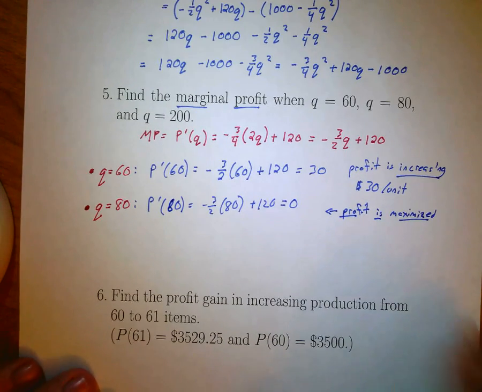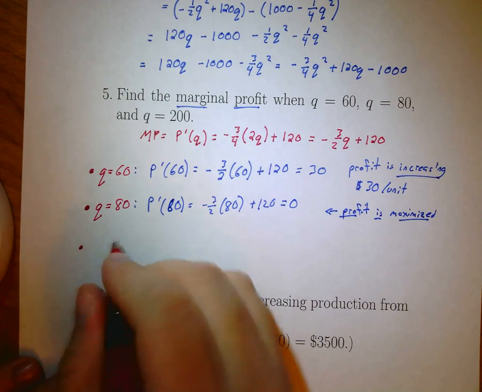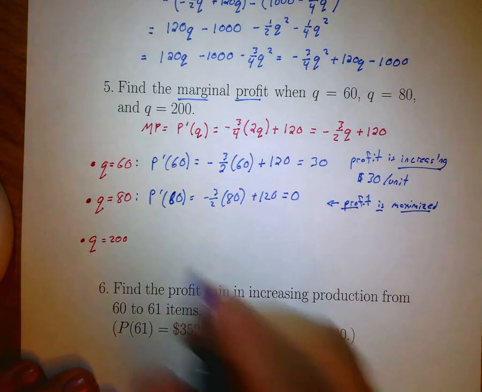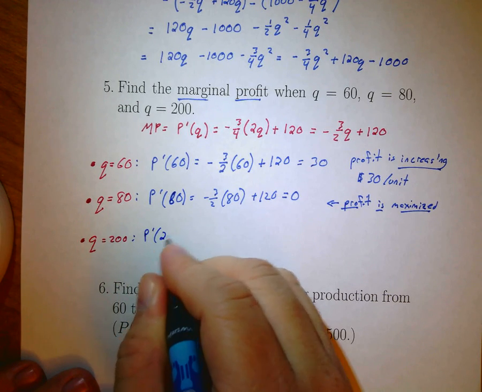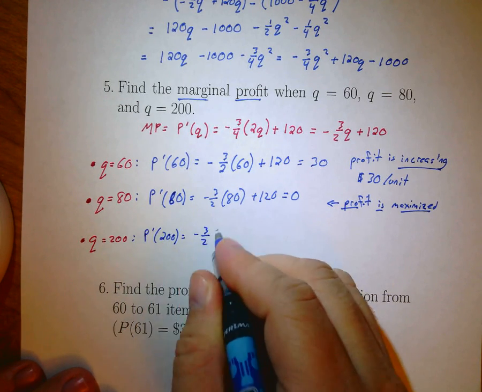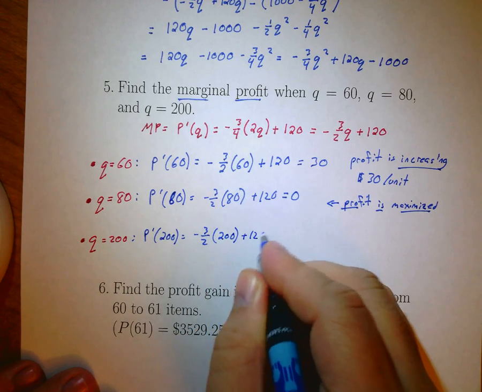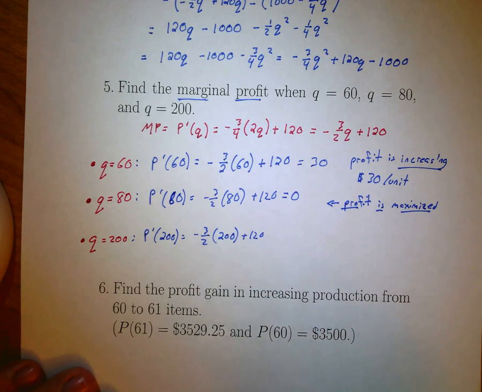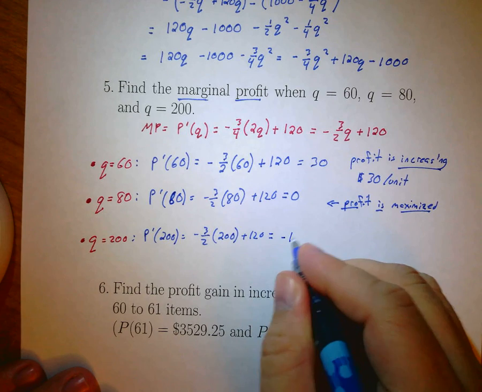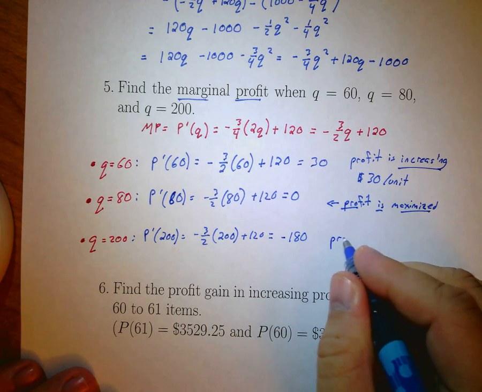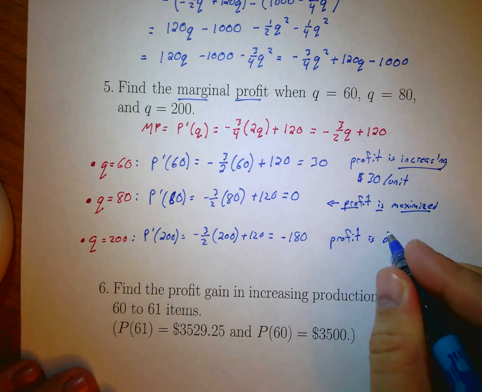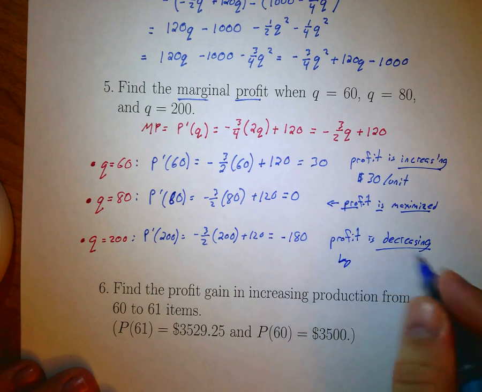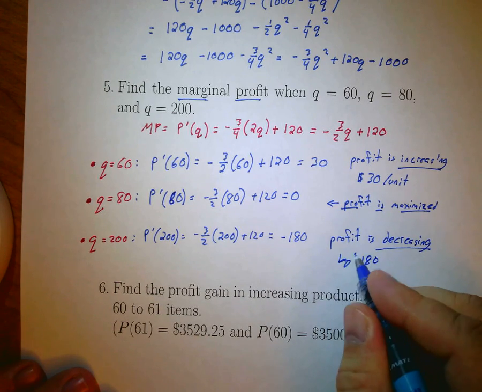Now, just to verify this, let's see what happens when q is equal to 200. So marginal profit at 200 is equal to negative 3/2 times 200 plus 120. So we have 200 divided by 2 is 100, times 3, so it's negative 300 plus 120, so it's negative 180. So here we see the profit is decreasing by $180 per unit.